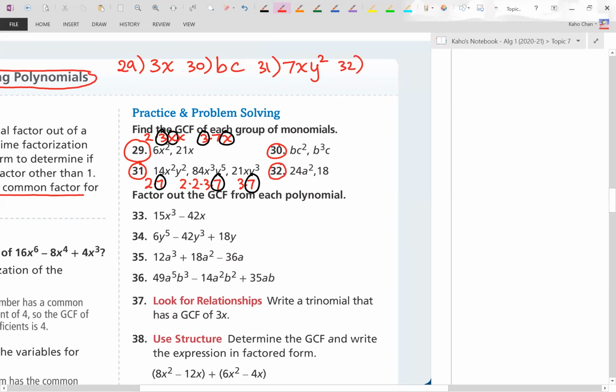32. I'm going to go ahead and break down the 24. Let's see, there we go. And the 18. There we go. Circle common factors. Oh, it's 2 times 3, which is 6. Very good. Any variables? None. So for 32, there's only 6 as my GCF. All right, 34 through 36 will do for this section, and we'll move on to the next section.